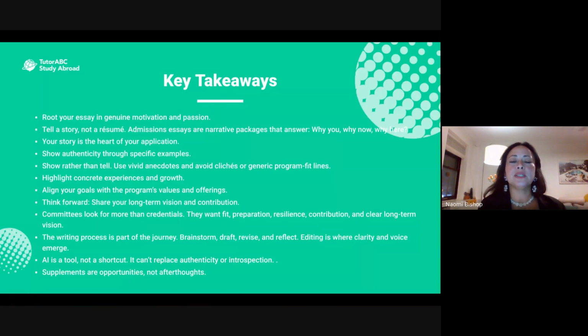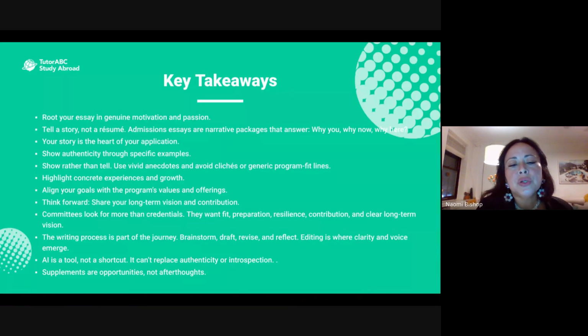The writing process is part of the journey. Brainstorm, draft, revise, and reflect. Editing is where clarity and voice emerge. And luckily you have the help of Tutor ABC and editors and tutors there to help you with the more final steps. But the brainstorming is something that you can do first. And then when you get to the point of editing, you'll have a piece that is closer to where you want it to be.